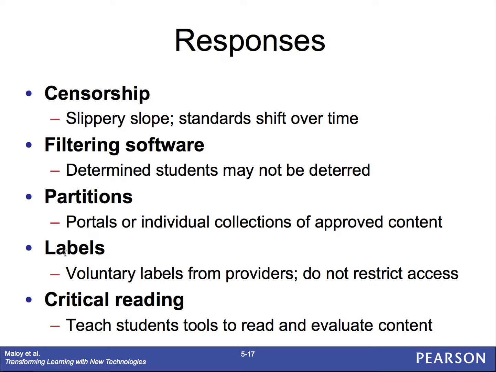And we can label things, and we have critical reading. And those are tools to read and evaluate content. Again, those are things that are found through Wikipedia, through Google. And there are a lot of good sites out there for those types of things. I need you to read about those in your book.